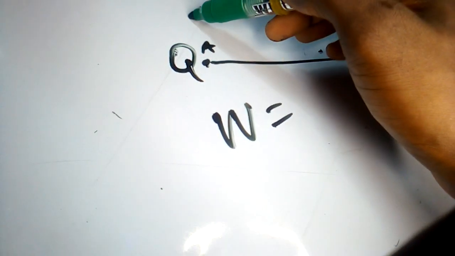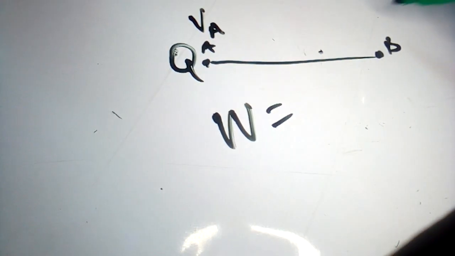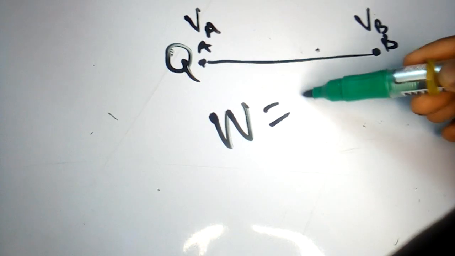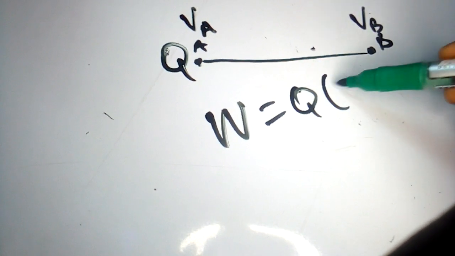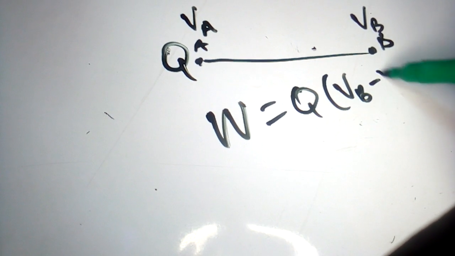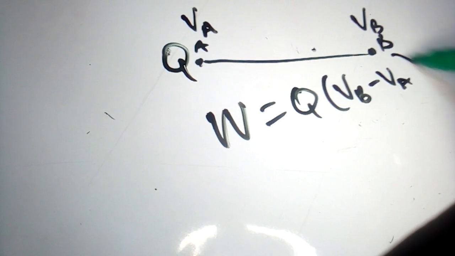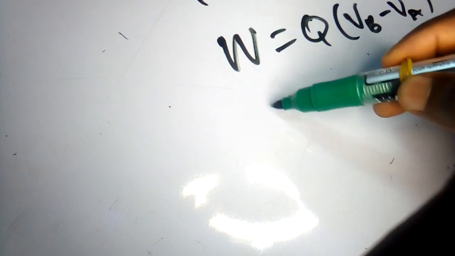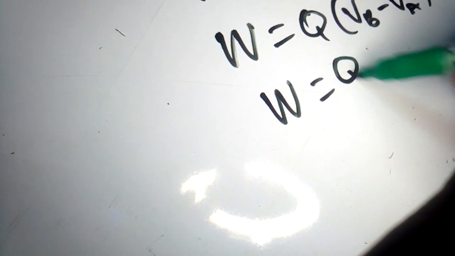The potential at this point is VA, and the potential here is VB. So the charge multiplied by the change in potential difference would be the work done in the circuit. If we subtract these to give us V, we can say W equals QV. So don't forget, V would be what?